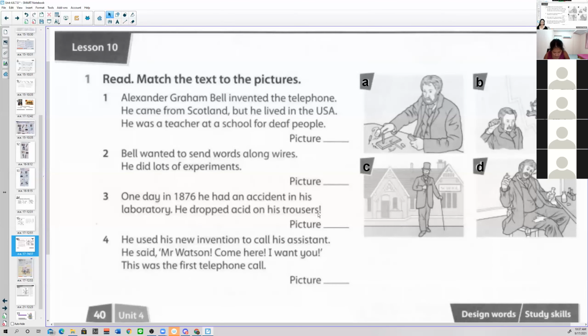Read and match the picture. Let's try to read first. Look at the picture. Do you know this guy? Alexander Graham Bell. Have you ever heard of him? He's one of the most famous scientists on Earth. He was quite famous because he invented the telephone that we have nowadays.